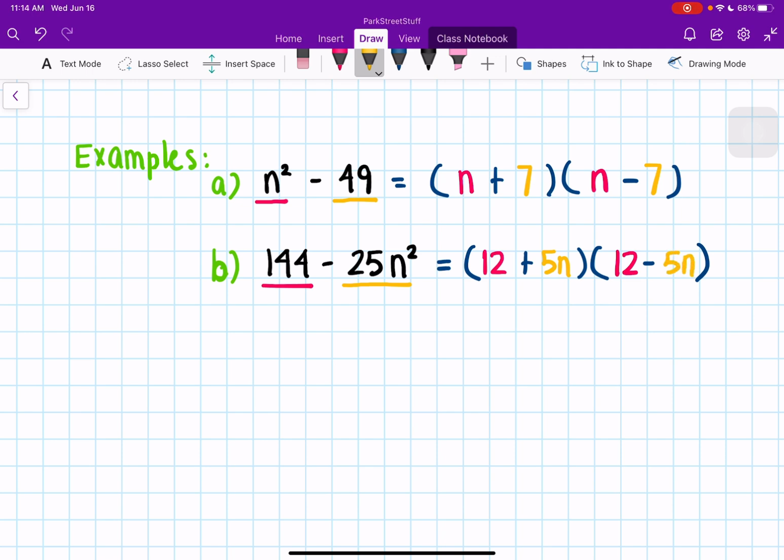Students sometimes get confused and they think that we need to have the variable portion come first, and that's not how it works. The first term in my difference of squares is the first term in all the brackets. It doesn't matter whether the variable is the first term or not, okay?